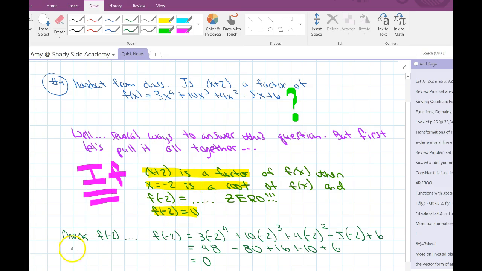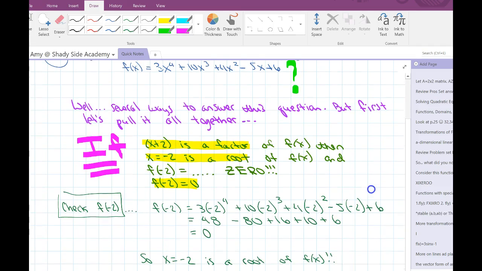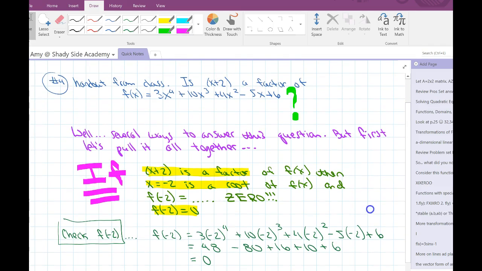So what I did down here was I just said, well, let's just check and see what f of negative 2 equals. And f of negative 2, you'll see my work here, does in fact equal 0. That means x plus 2 is in fact a factor of f of x, all right? And now what I'm wondering is, can I use the fact that x plus 2 is a factor of f of x to possibly perform a linear factorization on f of x, okay?